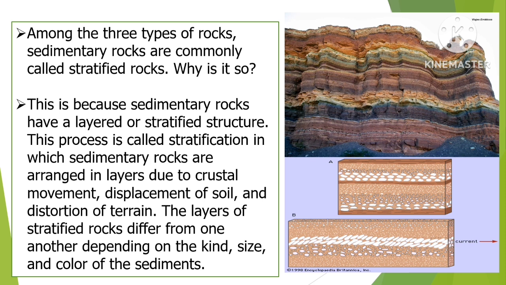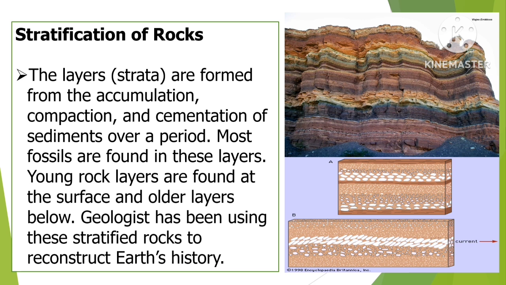This process is called stratification, in which sedimentary rocks are arranged in layers due to crustal movement, displacement of soil, and distortion of terrain. The layers of stratified rocks differ from one another depending on the kind, size, and color of the sediments. In stratification of rocks, the layers or strata are formed from the accumulation, compaction, and cementation of sediments over a period. Most fossils are found in these layers.